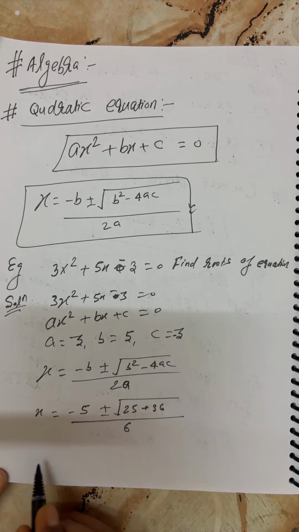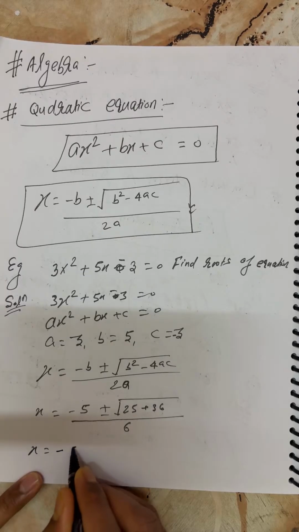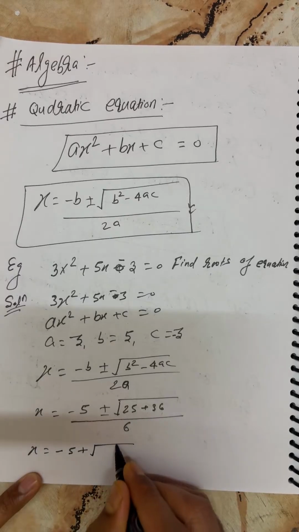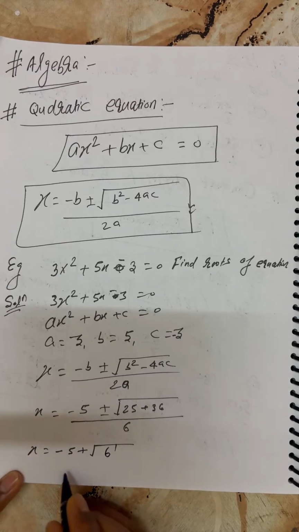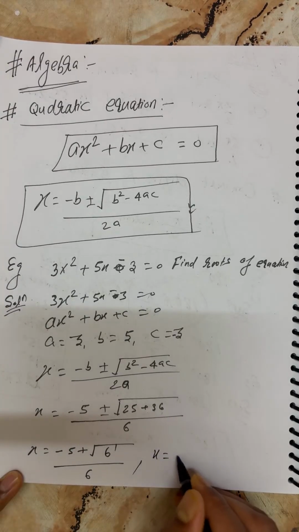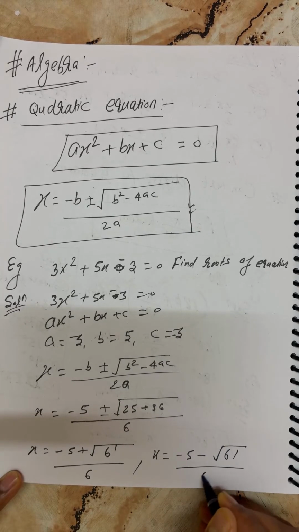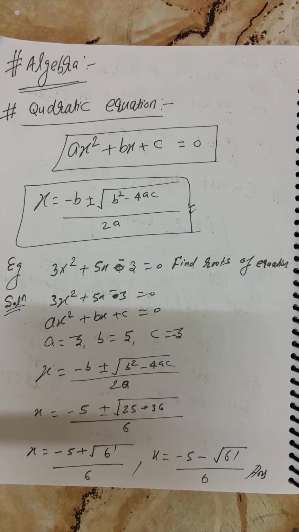So this is the x value, but you will get two values of x, kids. You can write x is equal to minus 5 plus root 61, upon 6. And you will get x is equal to minus 5 minus root 61, upon 6. So this is your answer, students.